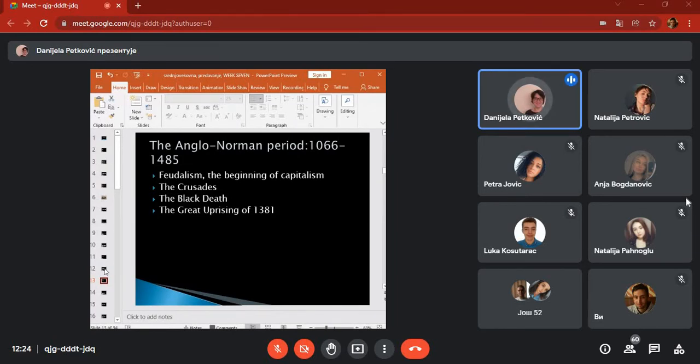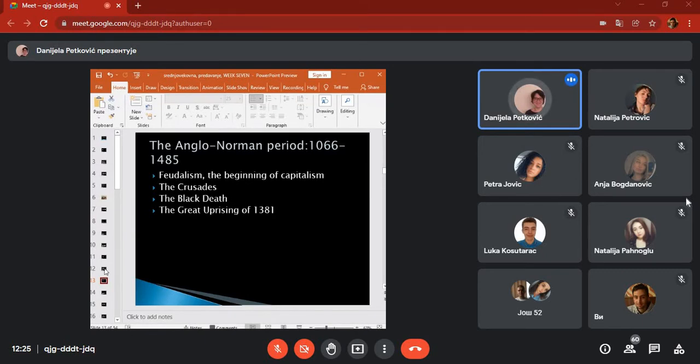Now, as for the Anglo-Norman period, this is just a very brief outline of the changes, primarily in terms of language and of literature. Now, to be a bit more detailed, I want to highlight certain events and certain tendencies and trends of this period. It is the period that lasts from 1066, from the Battle of Hastings, until the Battle of Bosworth in 1485.